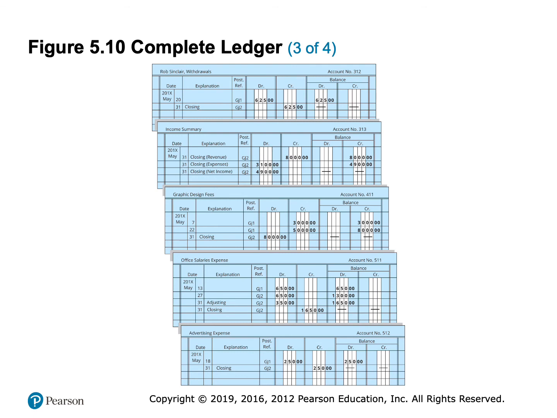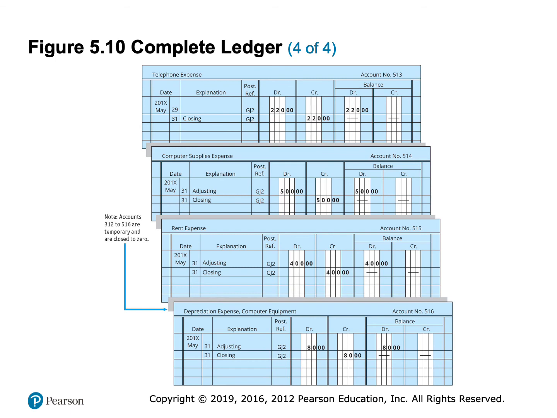We'll notice that withdrawals here has a zero balance now. Notice income summary has a zero balance. Graphic design fees has a zero balance. Office salary expense is zero. Advertising expense is zero. Here, my telephone expense is zero, computer supplies expense is zero, rent expense is zero, depreciation expense is zero. And now I've closed out all of my temporary accounts.